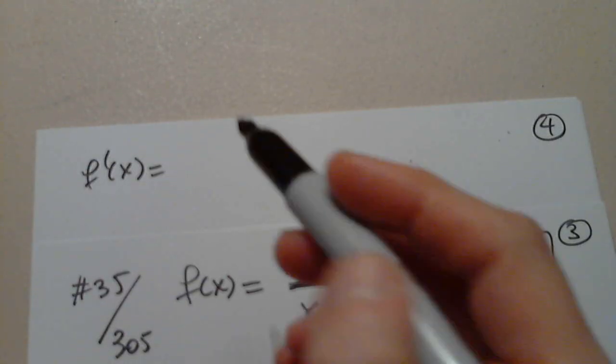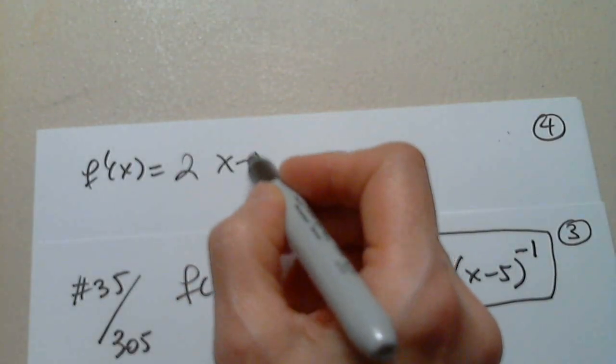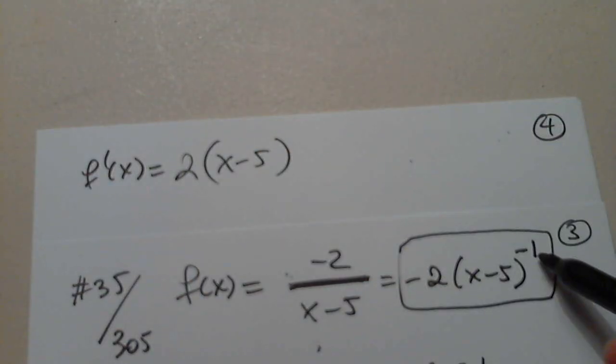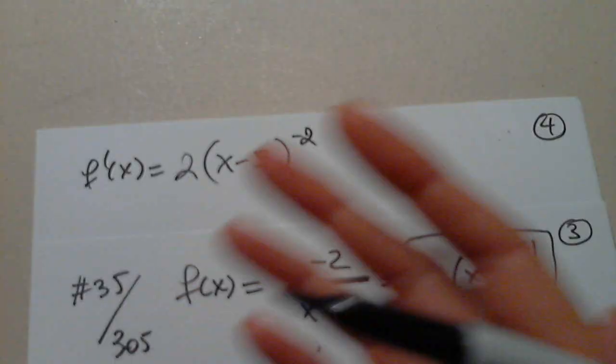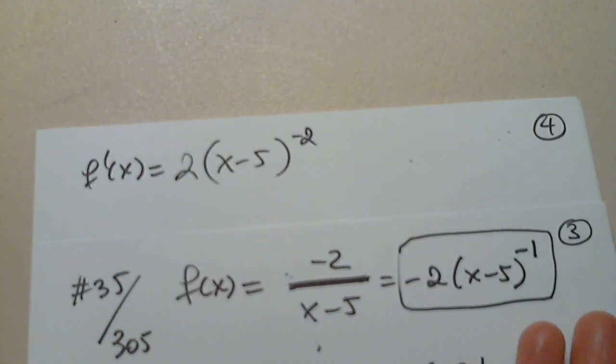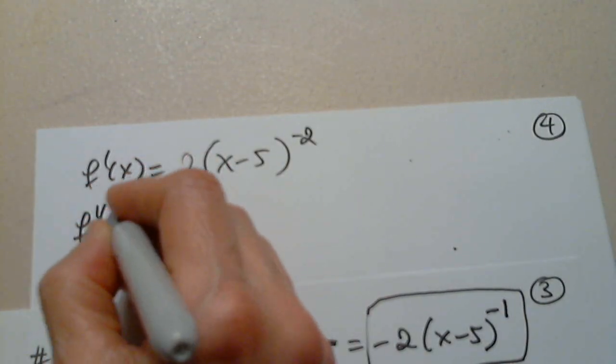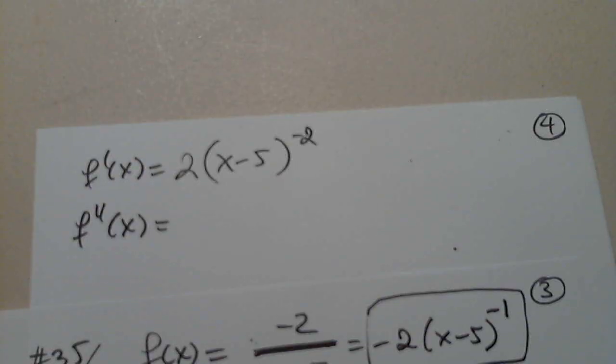Is it 2 times x minus 5 to the negative second? Yes, 2 times the inner function prime, which is 1. Excellent. Let's also find the second derivative since we have it here.